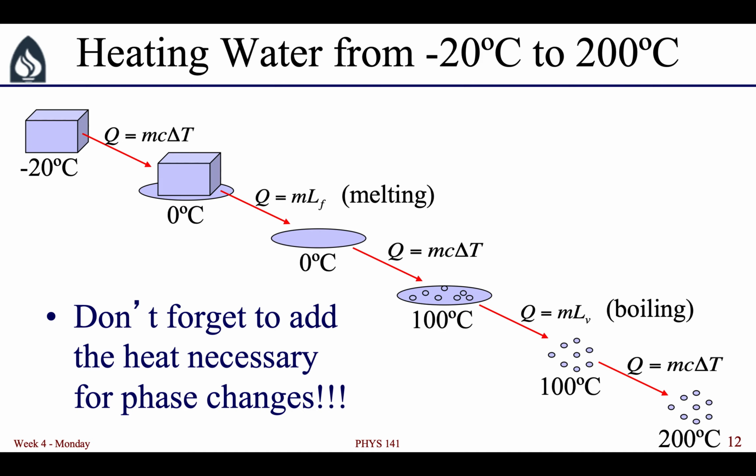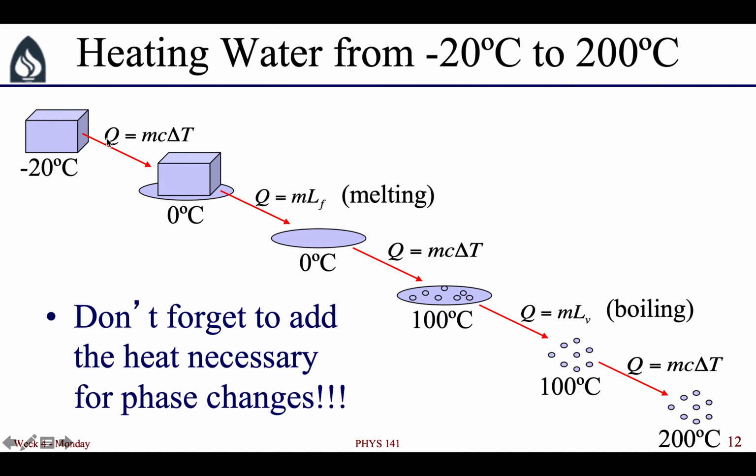Let's look at a particular example where we have to consider some phase changes. If you are heating water from minus 20 degrees Celsius to 200 degrees Celsius, how much energy would that take? You would need to add together not only the heat necessary to cause this temperature change, but also the heat necessary to accomplish the phase changes that you would encounter along the way. Initially, if you have water at minus 20 degrees Celsius, what you actually have is a block of ice.